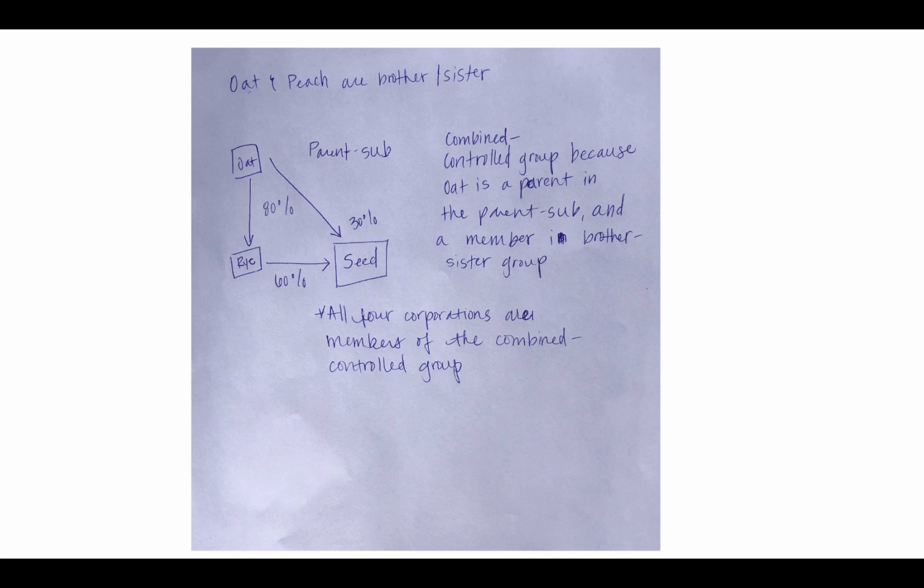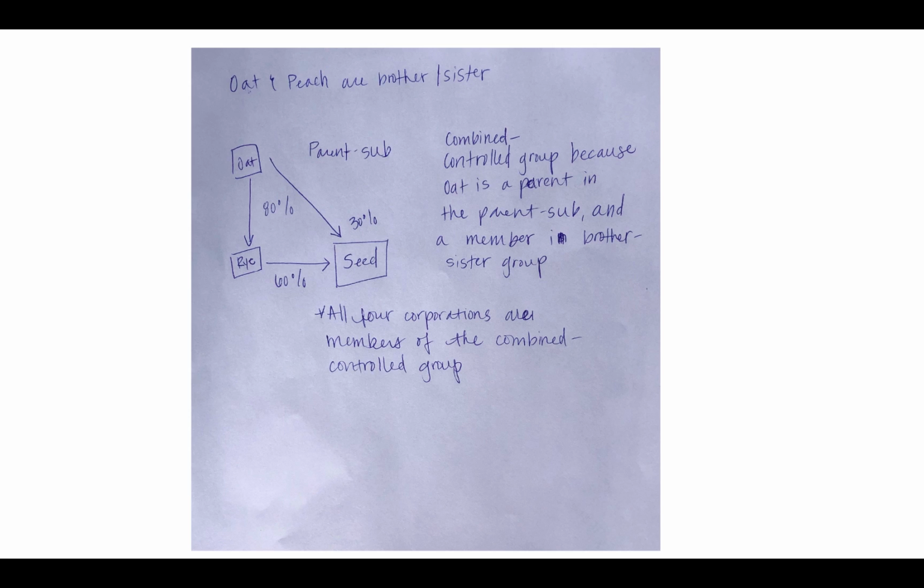Now let's see if we have any other relation. Well, we do, because Oat owns 80% of Rye. So Oat is the parent and Rye is the sub. Rye also owns 60% of Seed and Oat owns 30% of Seed. So we meet all of those tests. We have the parent-sub relationship, and Seed and Rye are all owned by members of the group. So we have a parent-sub. Oat and Peach are brother-sister. Oat is the parent in a parent-sub.